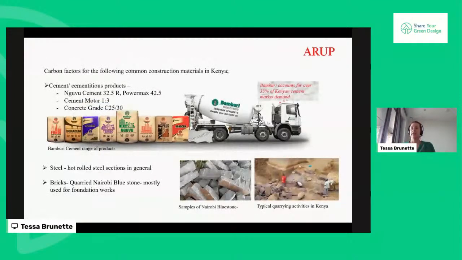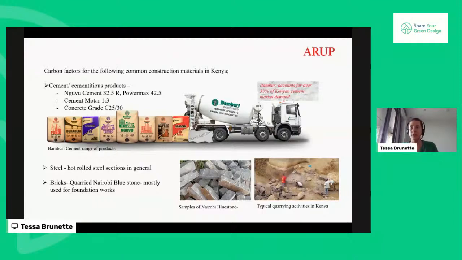So our colleagues in Kenya, we went through the process of conducting this carbon factor research. What we started off with was identifying the key materials that we looked at. So we looked at concrete, steel, and bricks, and in essence, we found out where they came from, where they go to, how they're processed. That is the basis of the carbon factor calculation.